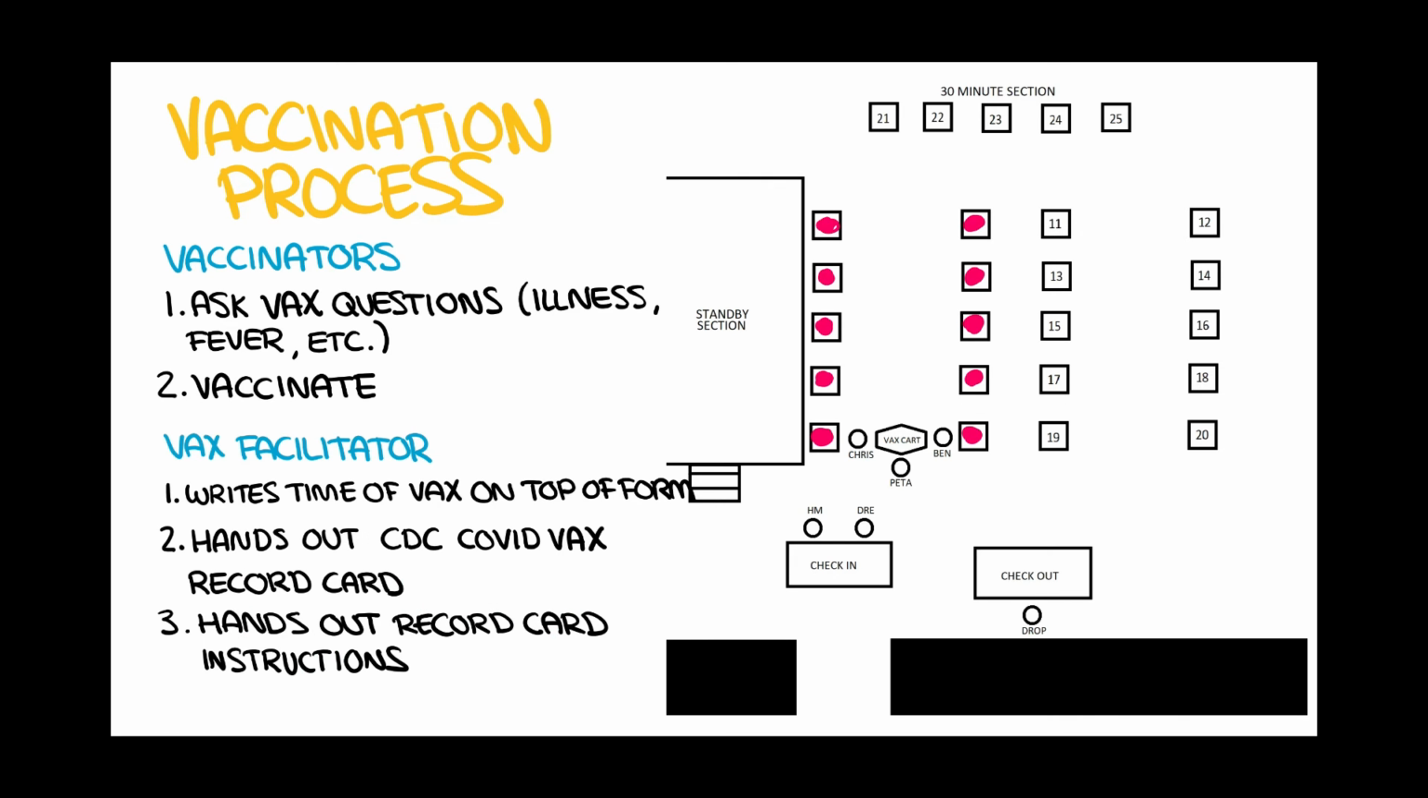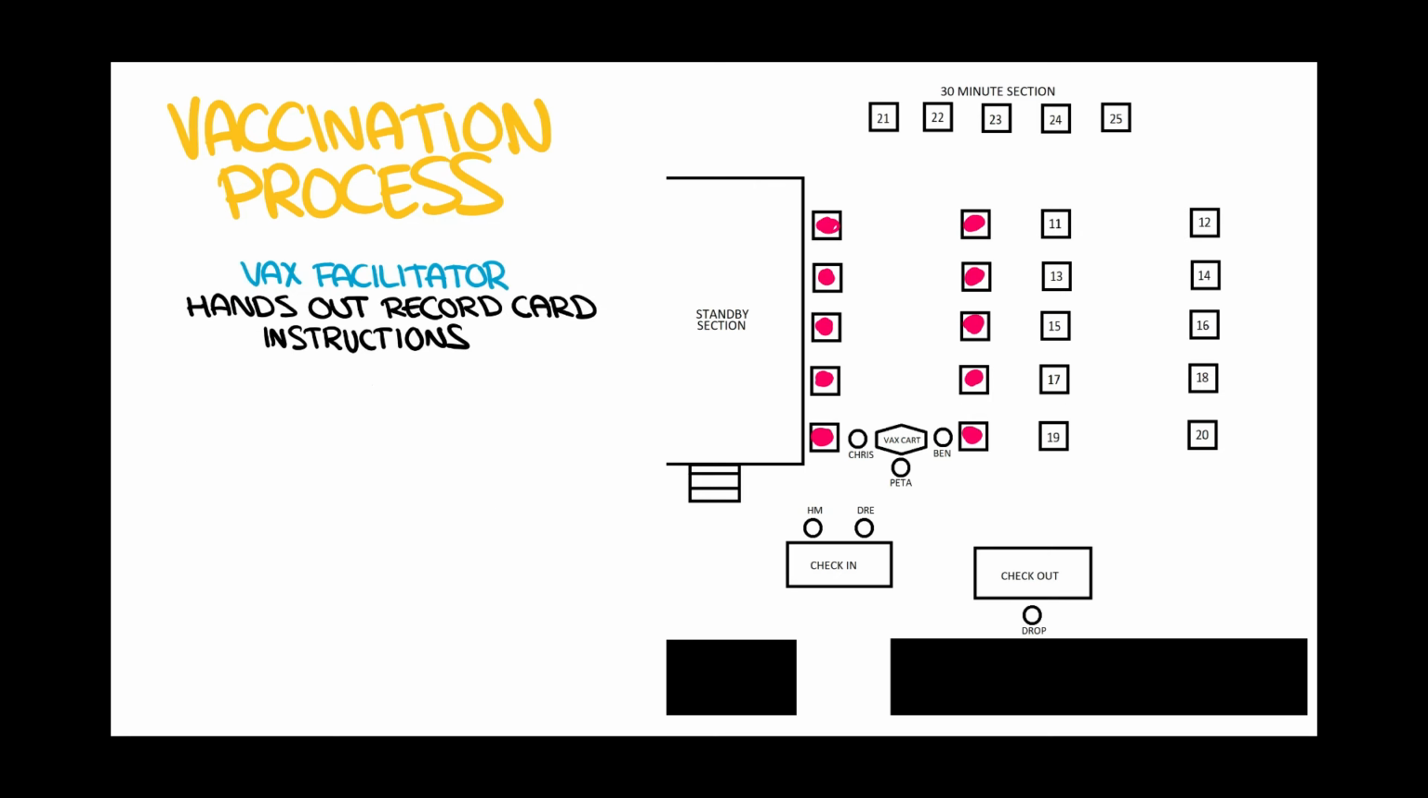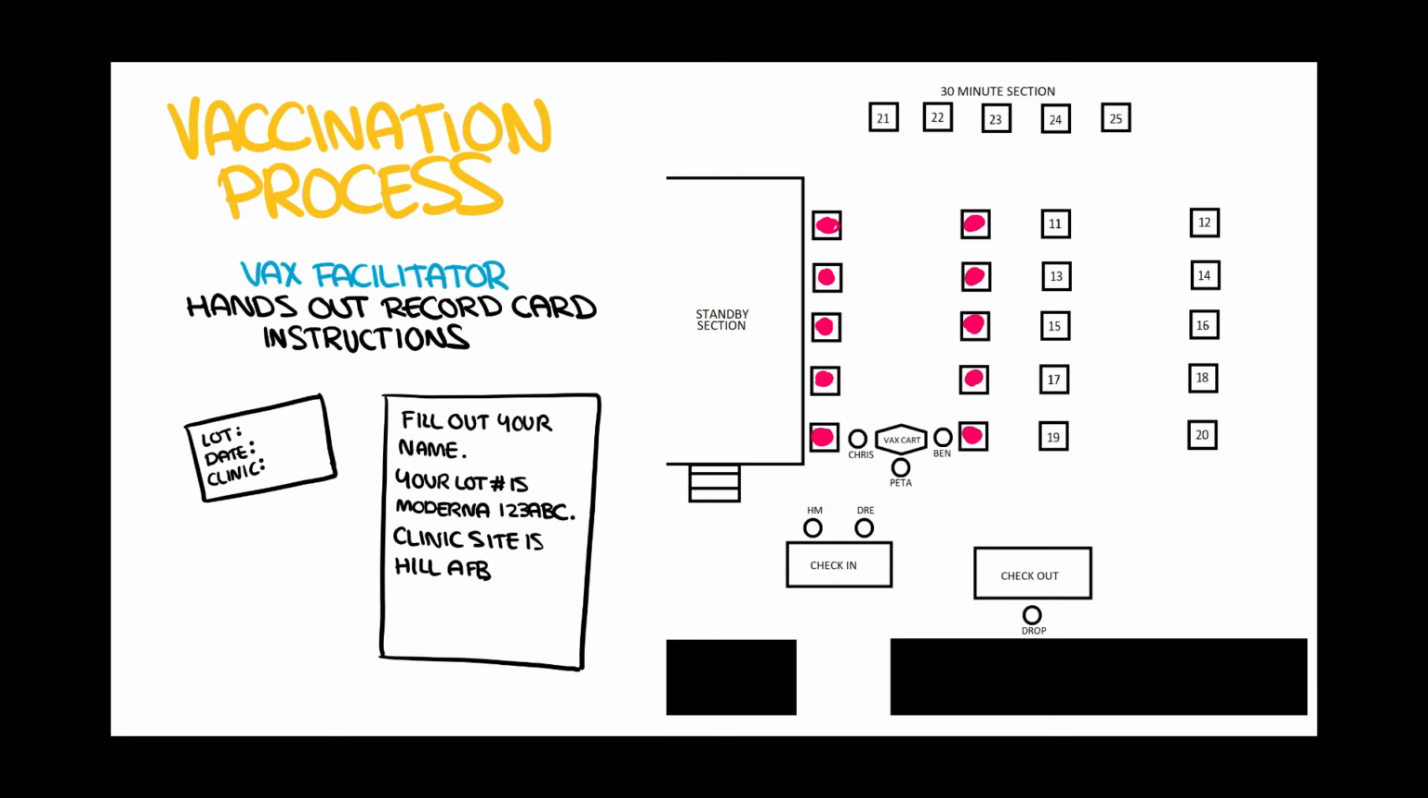She's also going to hand out the CDC COVID vaccine record card, a blank one. And she's also going to hand out the record card instructions. So what does this mean, handing out the record card instructions? We're basically going to have the patients fill out their own CDC cards. And it's going to look something like this, where we give them a small piece of paper with instructions that says, fill out your name, this is your lot number, the clinic site is Hill Air Force Base, and then the patient is going to fill out the card on their own.